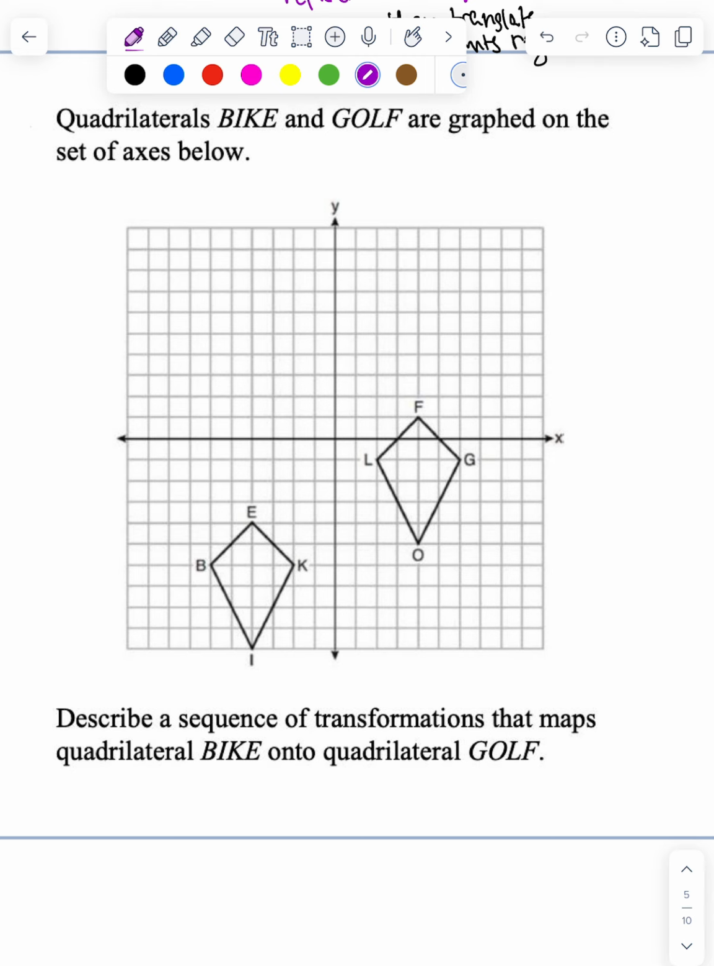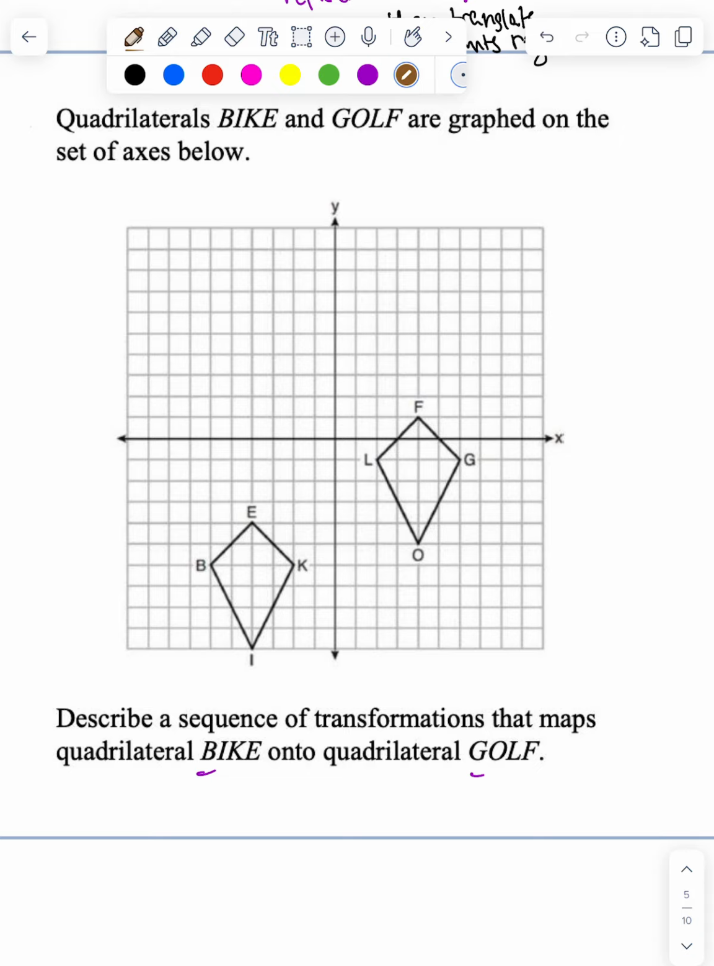Okay, over here, we are turning bike into golf. So you might think just a translation's needed, but don't be fooled. B needs to match up to G. B is on the left of this shape over here, whereas G is on the right of this shape here. So the orientation is not correct. So this is going to require a flip or a reflection.